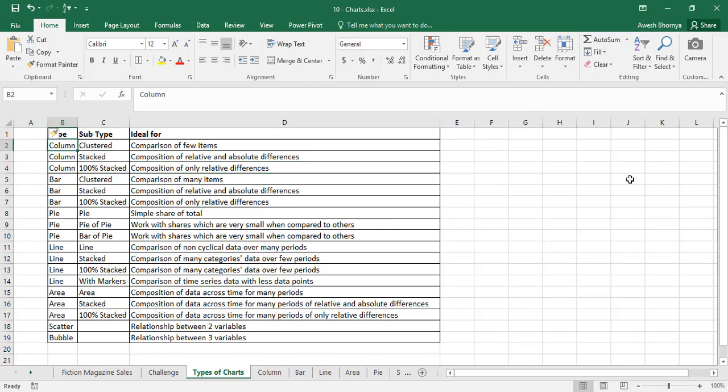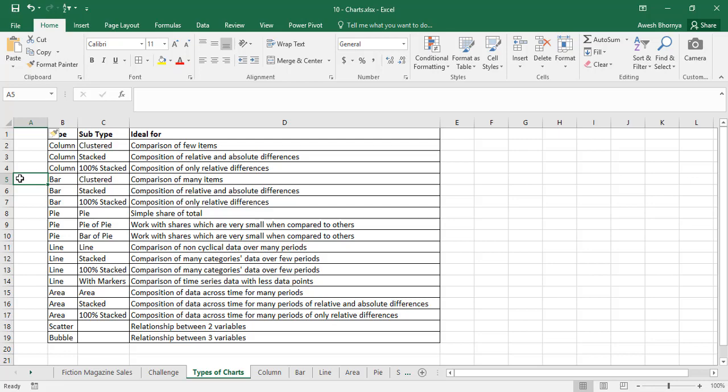The first is the column chart. A column chart has got three subtypes. Similarly, a bar chart also has the similar three subtypes. So column charts and bar charts have got three subtypes each. They are clustered, stacked, and 100% stacked. Now clustered column charts and clustered bar charts are similar in nature. The only difference is clustered column charts are used when you have few items, whereas bar charts are used when you have many items for comparison.